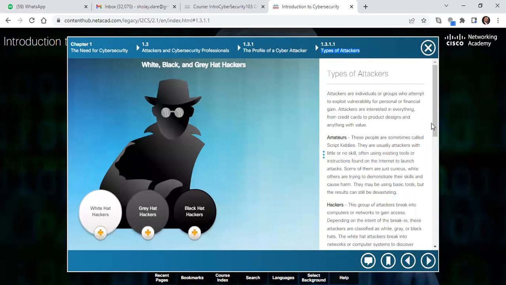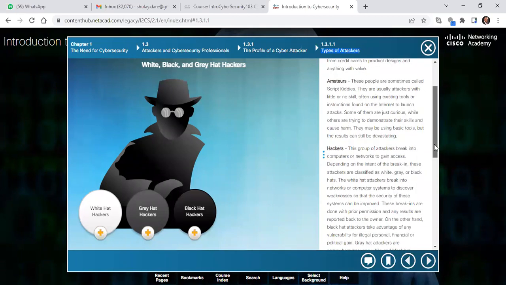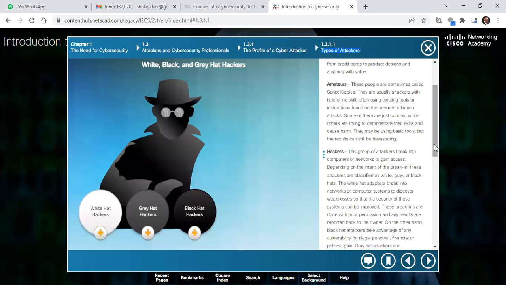And they have the ones they call the amateur. So attackers are individuals or groups who attempt to exploit vulnerability for personal or financial gain. Attackers are interested in everything from your credit cards to your product design and anything with value. Okay, so amateur is one.